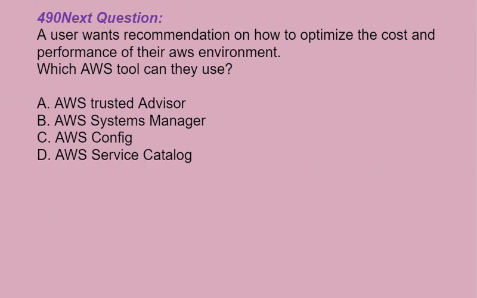Question is, a user wants a recommendation on how to optimize the cost and performance of their AWS environment. Which AWS tool can they use? Option A, AWS Trusted Advisor. Option B, AWS Systems Manager. Option C, AWS Config. Option D, AWS Service Catalog. Correct answer is option A.